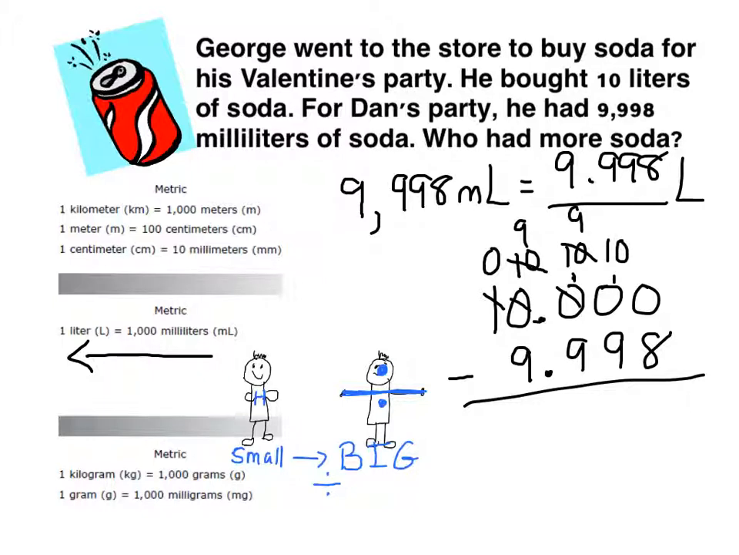And now finally, where we originally started, this 0 here in the thousandths place can borrow, and we'll have 10 here. So it'd be 0.002. So George has 2 thousandths more of a liter than Dan does.